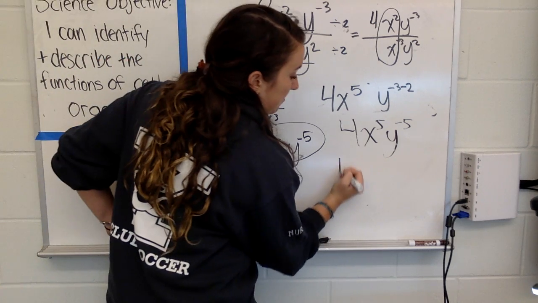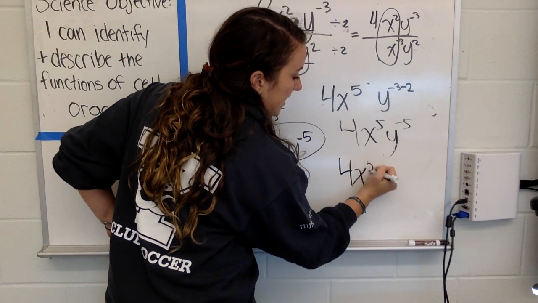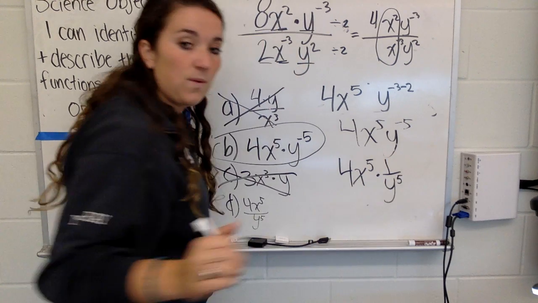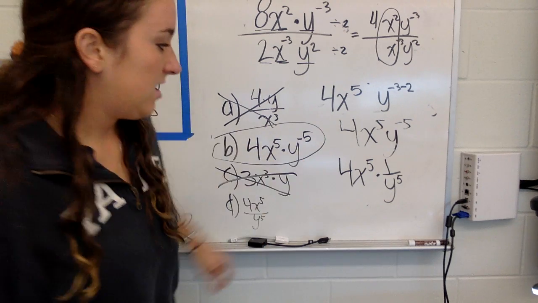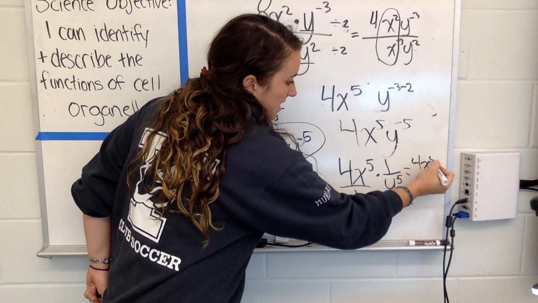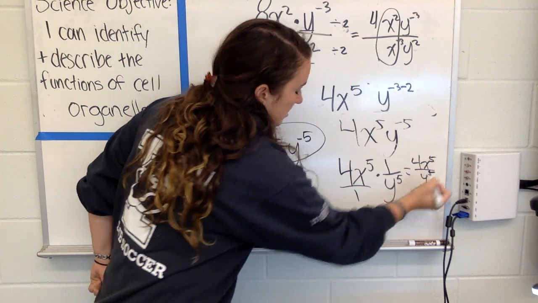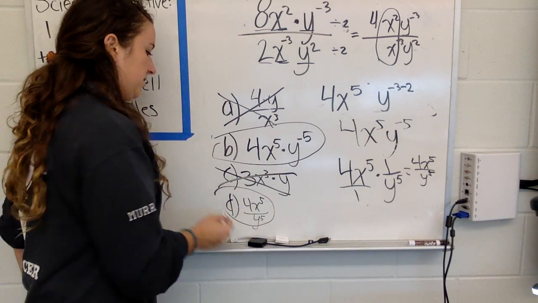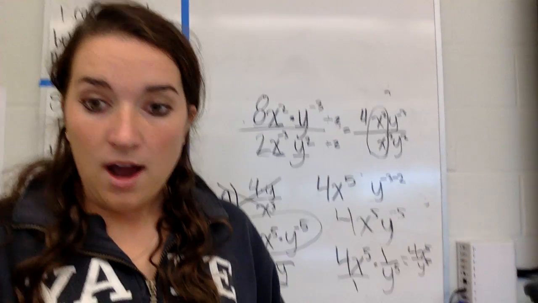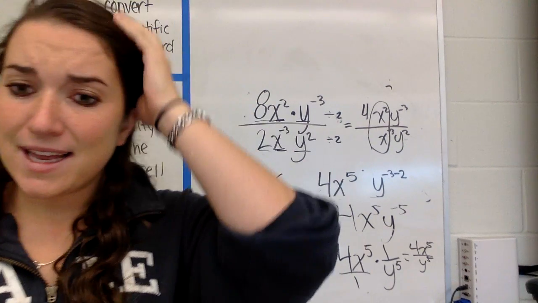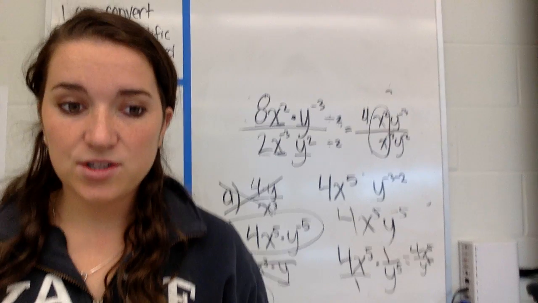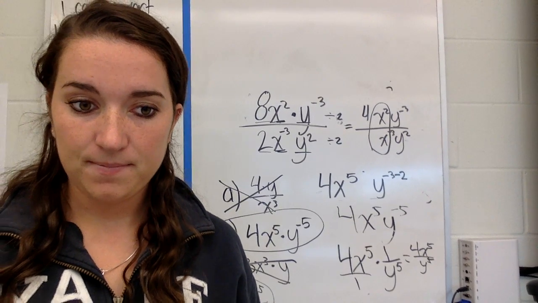Yes, that is the same, because 4x to the 5th, y to the negative 5th is the same thing as writing it like a fraction. If you put this over 1, you'll end up with answer D. So answer D is correct as well. The correct answers are B and D. All right, go ahead and try the independent practice and answer the questions on the video. Once you answer the questions, I will be giving you the answers so that you can check them.